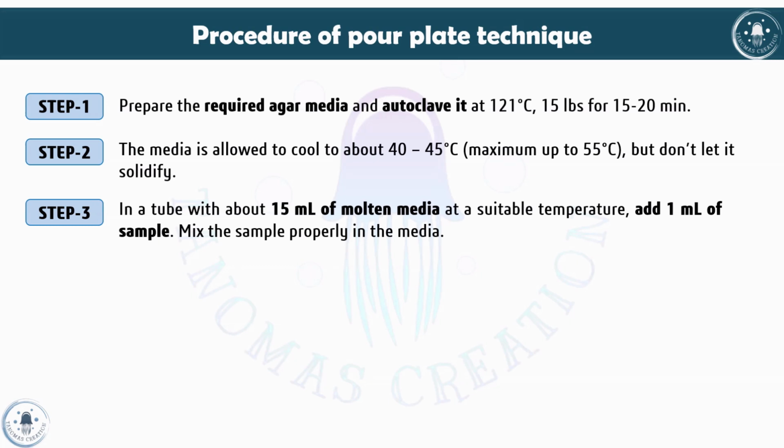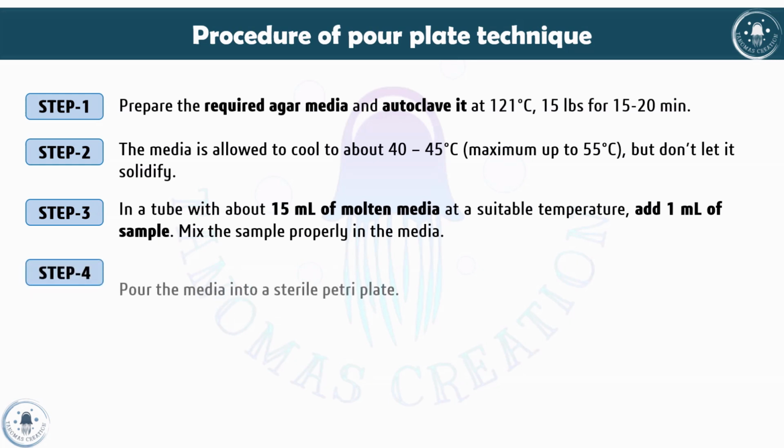That should be approximately 15 ml, not more than that. Okay, 15 to 20 ml is sufficient for the Petri plate. So, what you do, you take 1 ml from the serially diluted sample and you put it in the 15 ml of your media in the conical. Now, after that you mix the sample properly with the media by gently swirling.